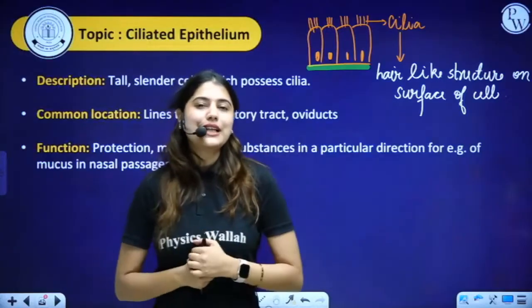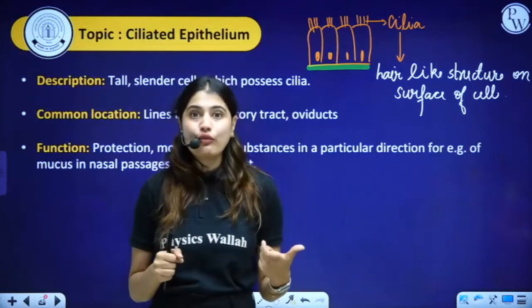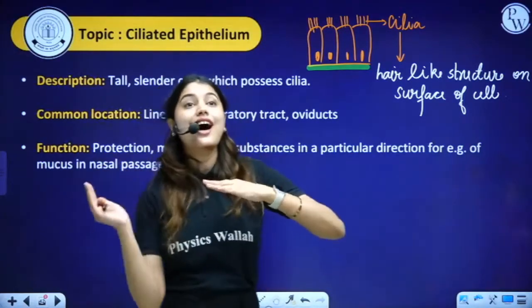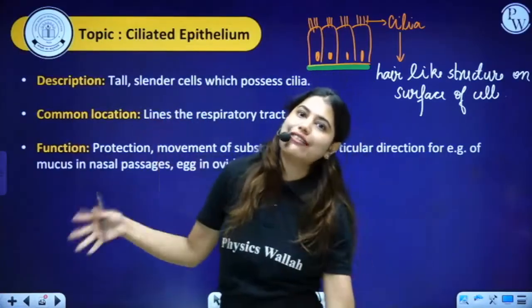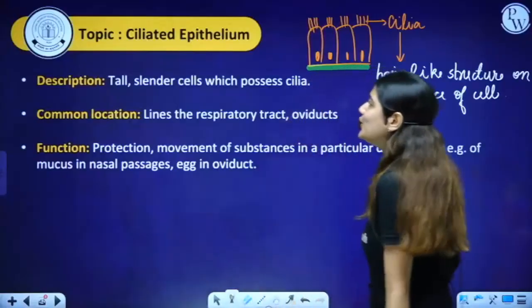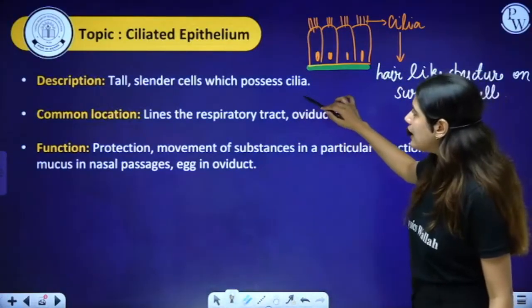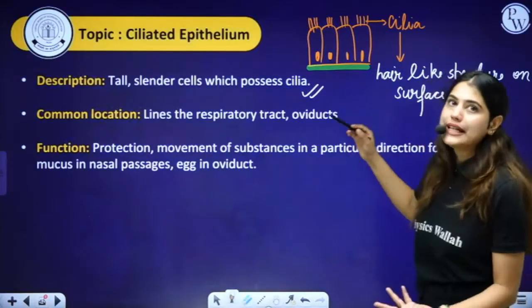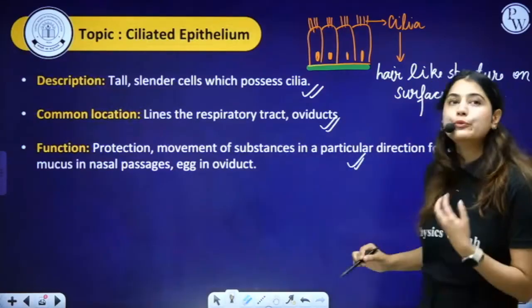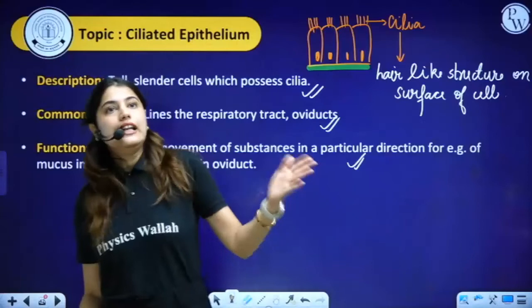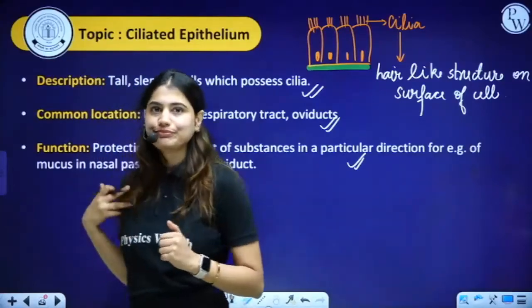Similarly, they are also present in our fallopian tube or oviduct, where they move the egg. Basically they move whatever substances come in contact with them. So we can say they are tall slender cells which have cilia. They are present in the respiratory tract and the oviduct, and they help in the movement of substances in a particular direction. So that was about it.